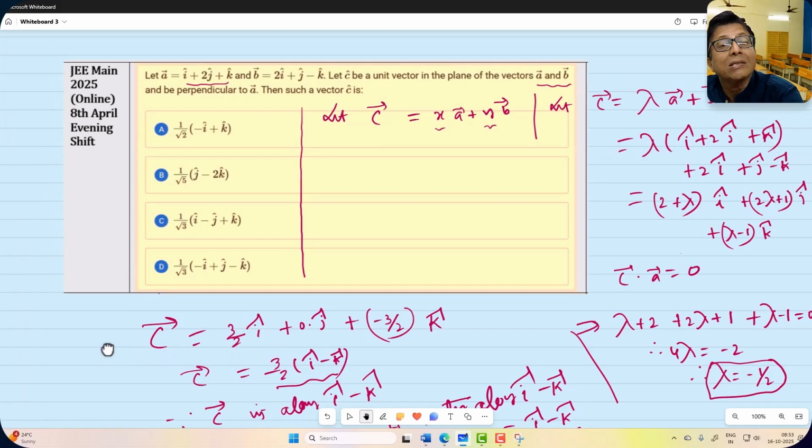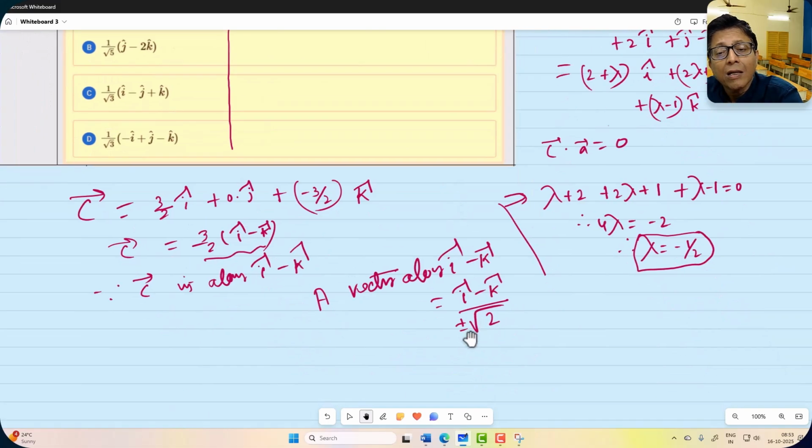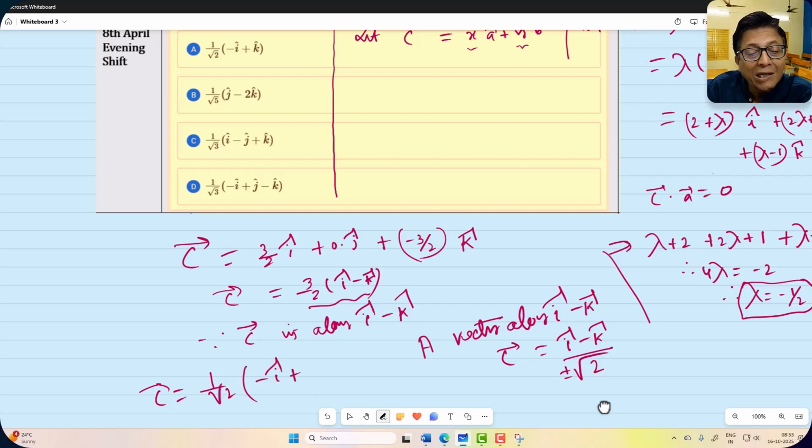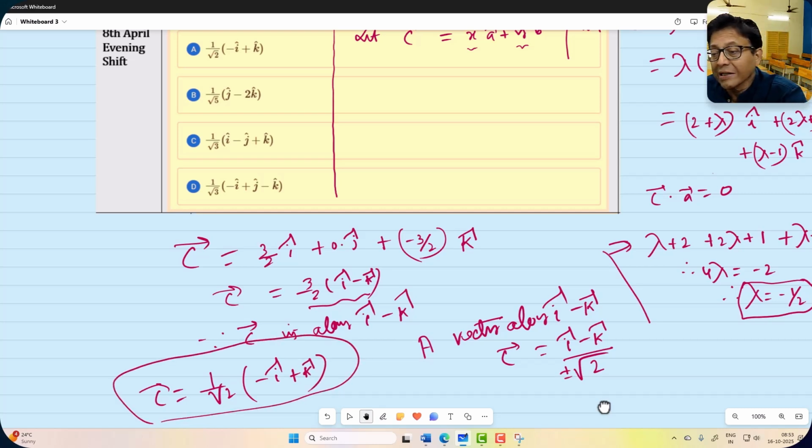And they have asked for such a vector C. C is the unit vector given. So why don't you take this form, and take the minus sign over there. So the vector C can be taken as 1 by root 2, taking the minus sign, (minus i plus k). I told you, plus minus both can be taken. It doesn't matter. Clear? Hope you have understood. So option A is the correct one.